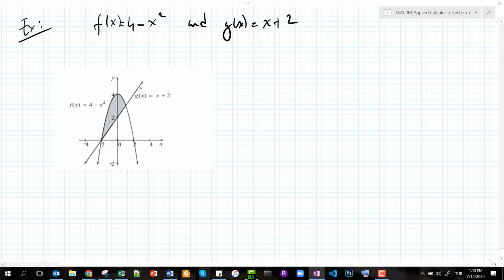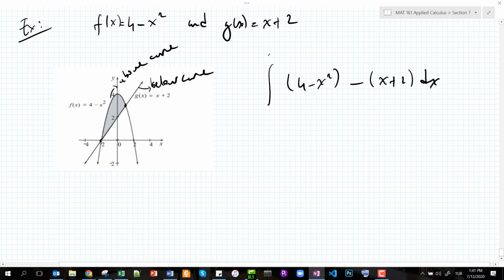But as I said, if you think about who is the below curve, this is the below curve, and who is the above curve, this is the above curve. So is it the same always, throughout the whole area? Yes. And that is why I'm just going to find this area as an integral problem in this way. So I should be subtracting the below curve from the above curve. That's what I will do.